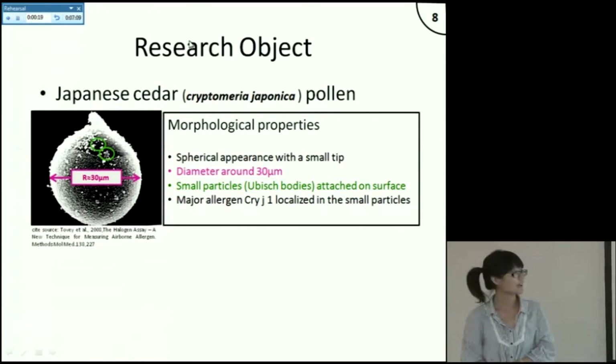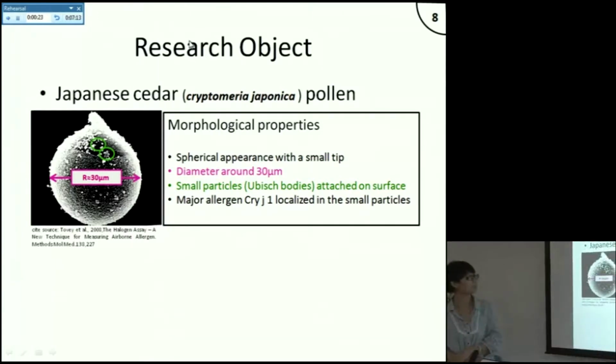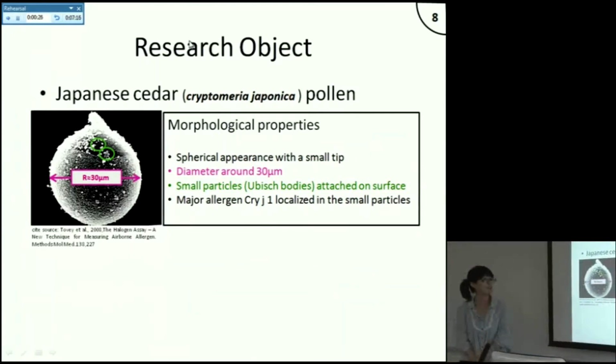Japanese cedar pollen has an almost spherical appearance with a small tip, and its diameter is around 30 micrometers. And on the surface of Japanese cedar pollen, there are many small particles called Ubisch bodies, and the major allergen of Japanese cedar pollen is inside of these small particles.